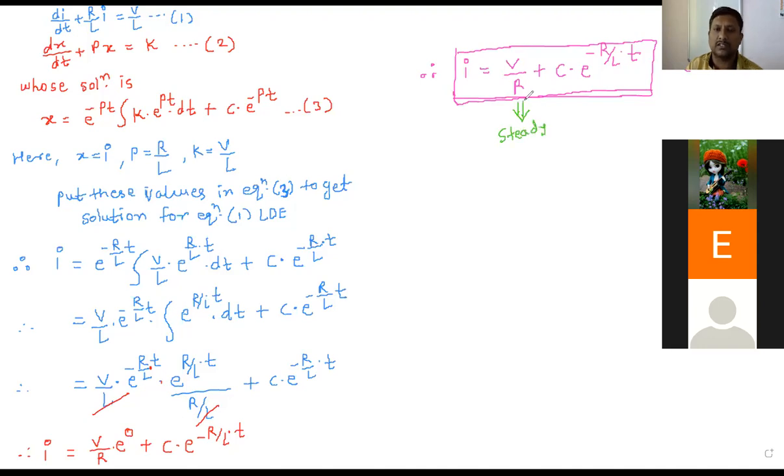V by R कधी होणार जेव्हा स्विच खूप वेळ क्लोज राहणार. Okay. So voltage divided by resistor will give constant current. So that is called as steady state. With respect to this time t, it is varying. So that's why it is called as what? Transient state response. Steady state response and transient state response.